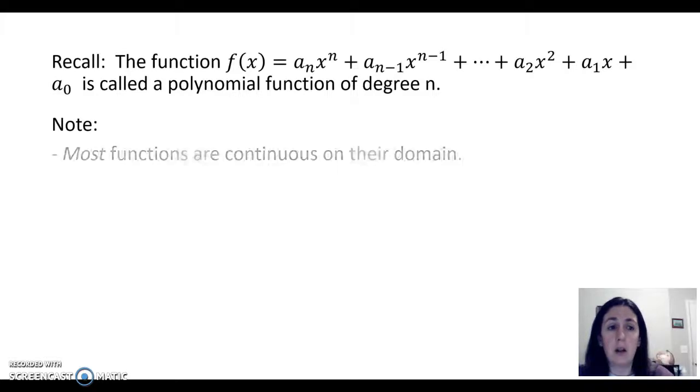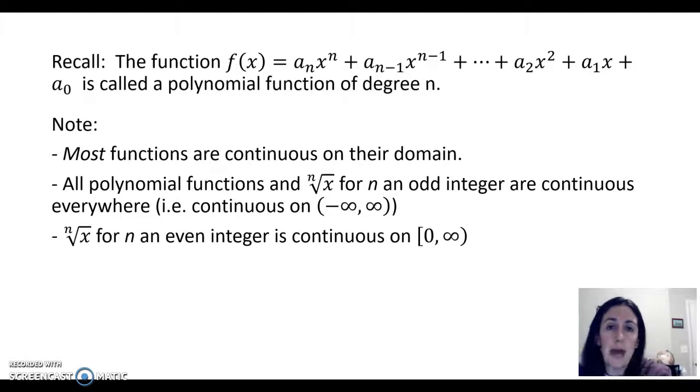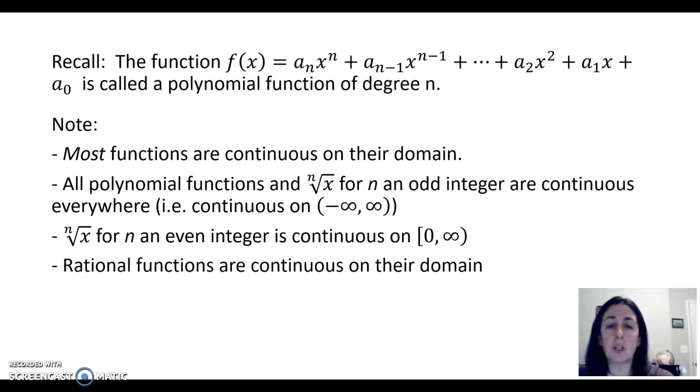This is very useful. First of all, most functions are continuous on their domain. Polynomial functions are continuous everywhere, from negative infinity to positive infinity. That's true for the nth root of x as well, as long as n is odd. If n is even, the nth root of x is continuous from 0 to infinity, because remember, you can't take the even root of a negative number. And rational functions, which are polynomial over polynomial, those fraction functions, are continuous on their domain.